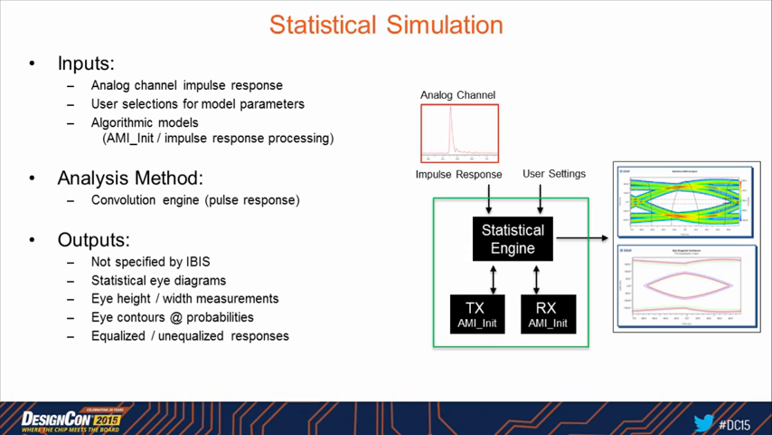Now, one of the interesting things that happens here is that IBIS-AMI is a modeling specification, and the tools that we use are simulators. So IBIS-AMI is really specifying the contract between the simulation model and the simulator: what goes into the model, what comes out of the model, but not necessarily what the simulator does with that data. So the outputs that are produced from an IBIS-AMI simulation are not part of IBIS, and consequently they're not guaranteed to be the same across different simulation tools. However, typically they include things like eye diagrams, measurements of eye height and eye width at some probability level, eye contours, and things like that.